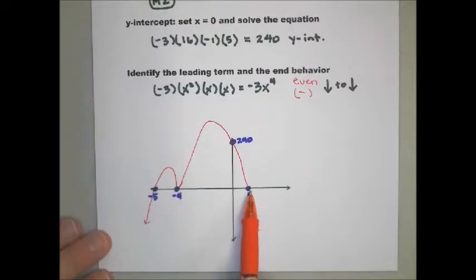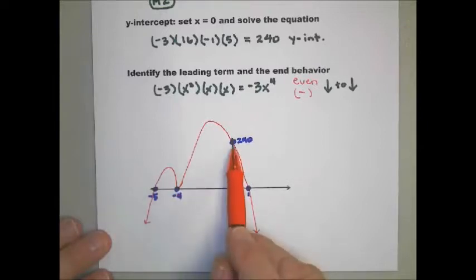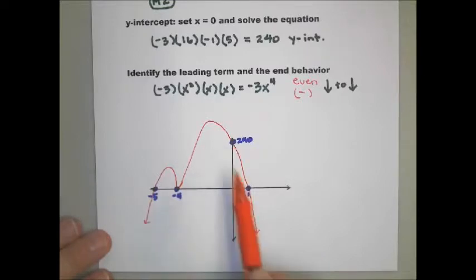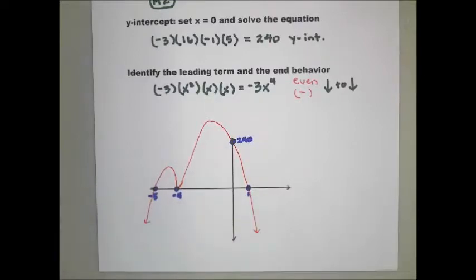The answer is yes. When it hit negative 4, since that was a multiplicity 2, did it bounce at negative 4 instead of passing through? And the answer is yes. Did it hit 240 on the y-axis because that's the y-intercept? The answer is yes. And did the overall graph start low and end low? And the answer is yes. So that's a representation of this graph.